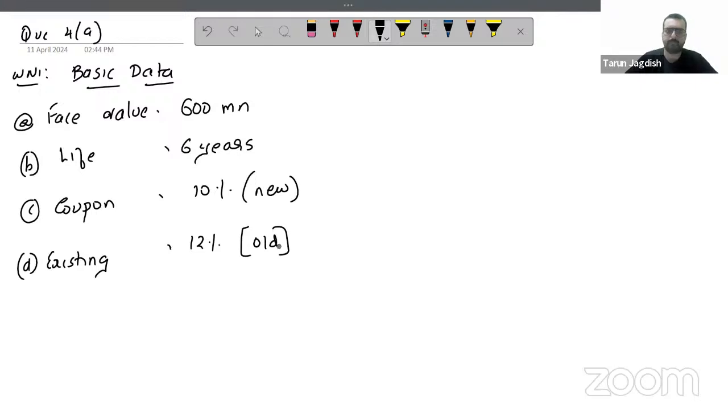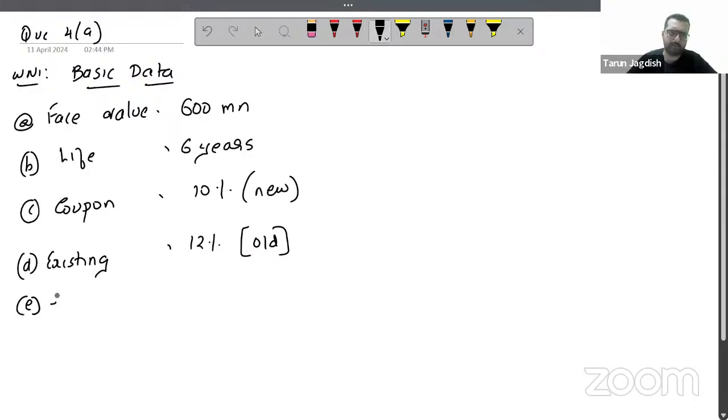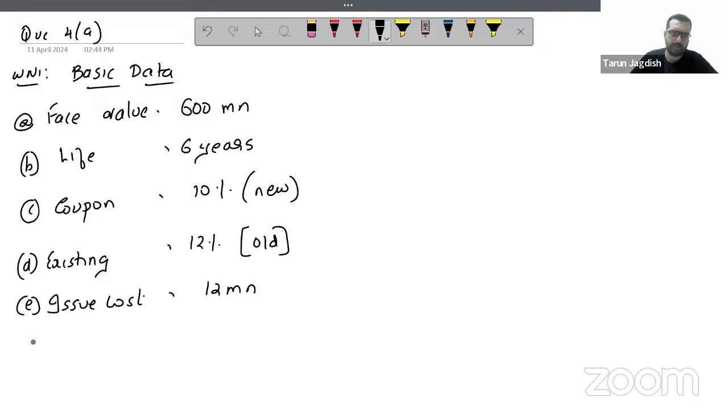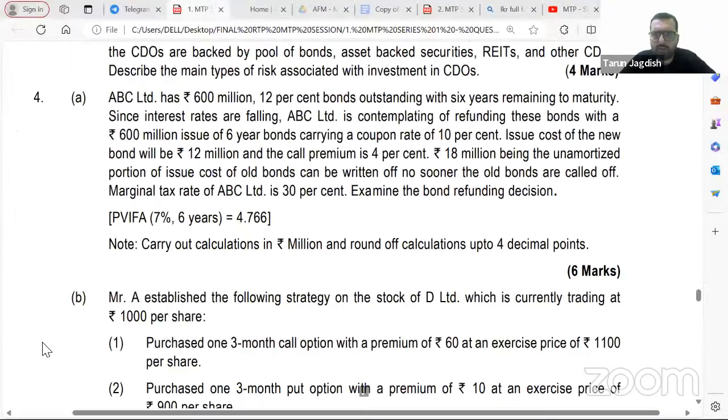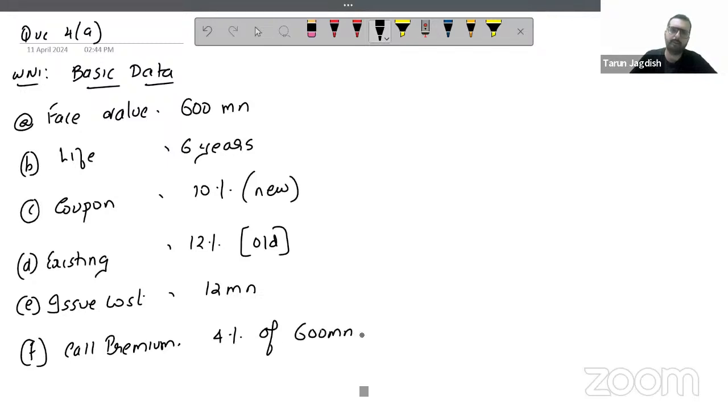Old. Okay. Down they have told the issue cost of the new bond will be 12 million. Issue cost is going to be 12 million and the call premium is going to be 4%. Call premium, 4% of 600 million, friends. How much is 4% of 600 million? Do you get the answer as 24 million, friends? That is before tax, okay? We have to reduce tax from this.